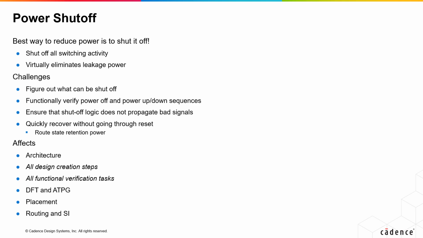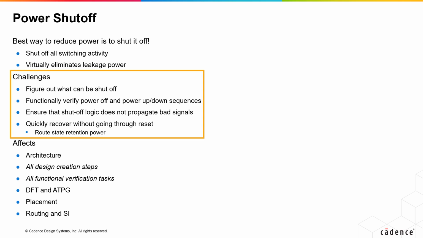Power shutoff is a methodology where you disconnect or shut off power to a certain part of the design when that is not in use. So the best way to reduce power is to shut it off. It shuts off all switching activity for that particular part and virtually eliminates leakage power.